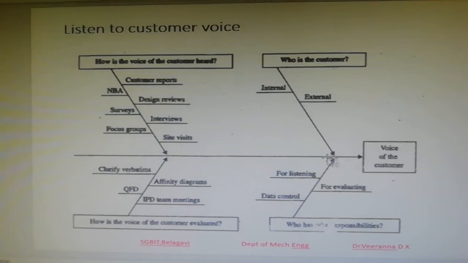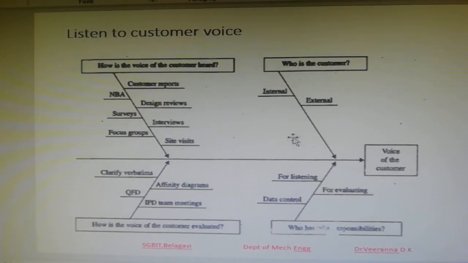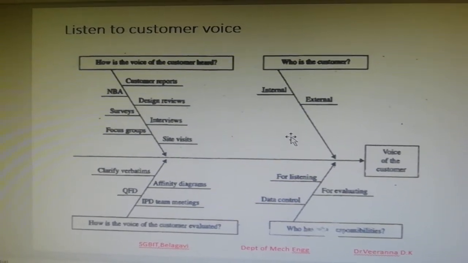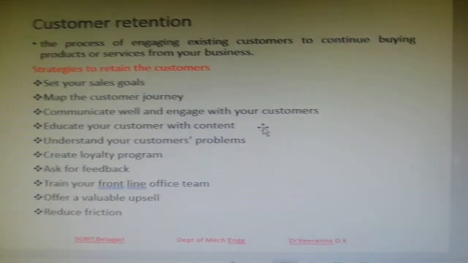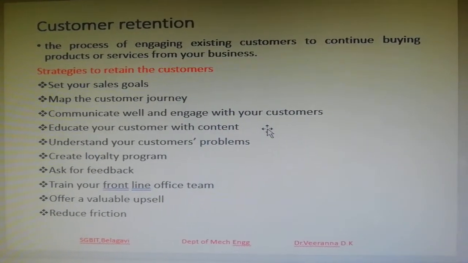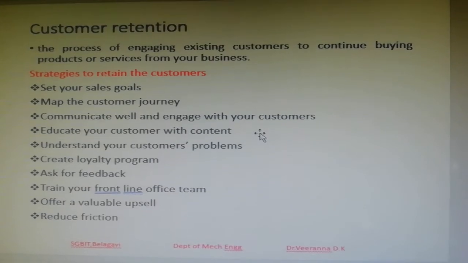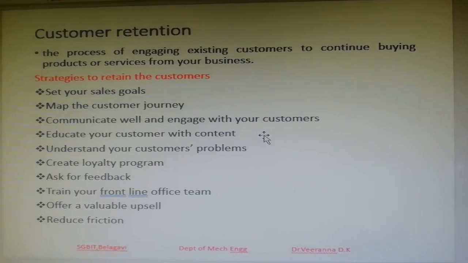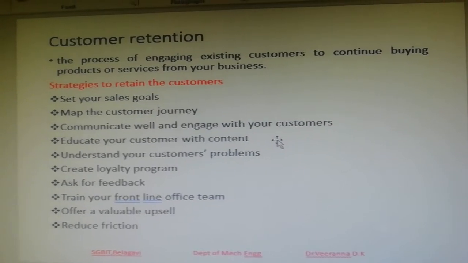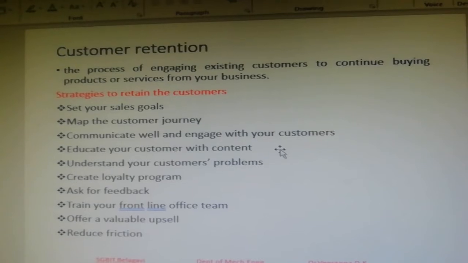With that you can gather the data and they can be heard and they can be addressed. Then after listening to the customer voice, the biggest challenge is customer retention. Why is customer retention to be done in any organization? To retain your brand value in the market, you need to keep the people in touch with you.